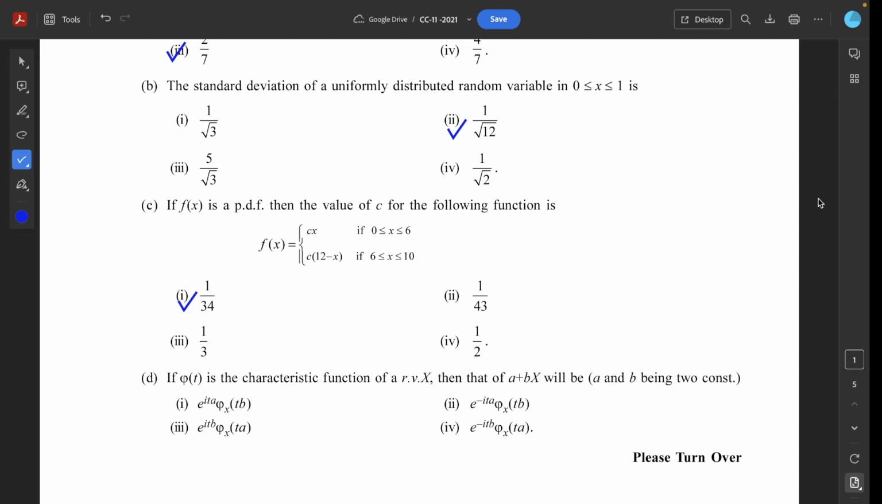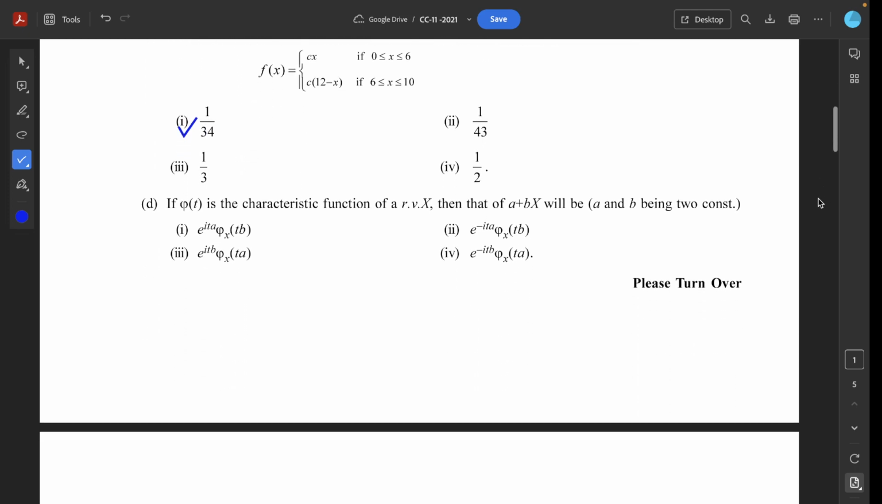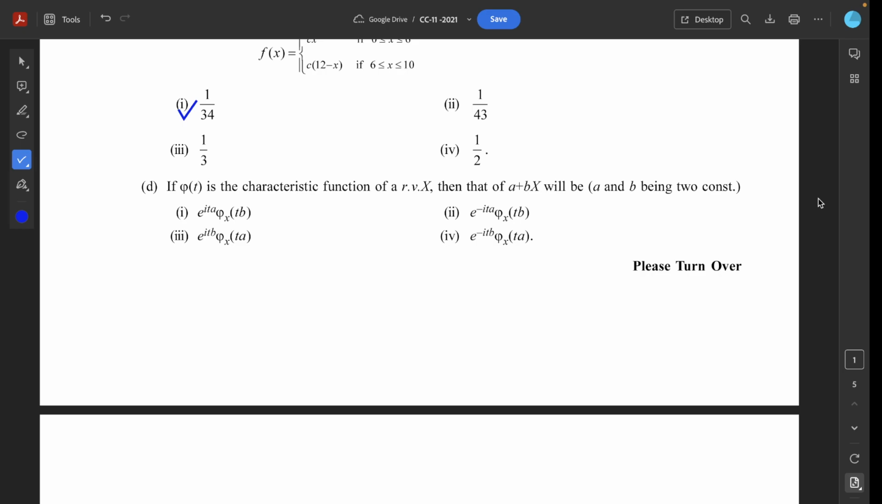Next question. If phi t is the characteristic function of a random variable x, then that of a plus bx, where a and b are two constants, is option 1, 2, 3, 4.